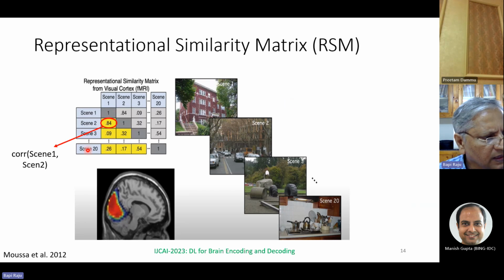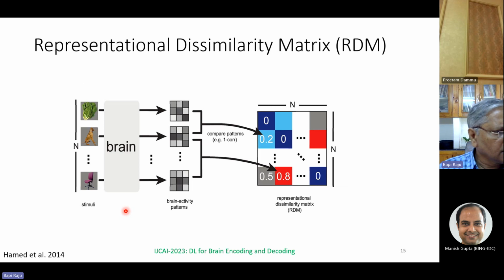So the matrix elements here are the correlations of each pair of scenes that they are looking at. This correlation is obtained from brain activation. You can actually talk about either similarity or dissimilarity. Dissimilarity is just one minus similarity. And this kind of matrix is sometimes called a representational dissimilarity matrix.